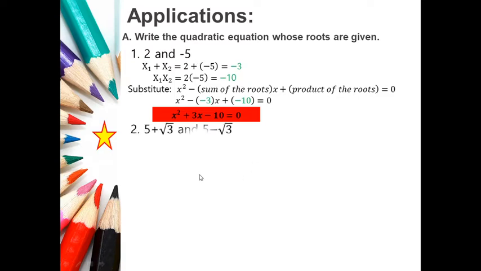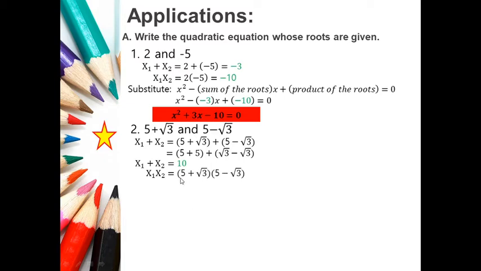Okay? Next, we have 5 plus the square root of 3 and 5 minus the square root of 3. So, again, we get the sum. We have 5 plus the square root of 3 plus 5 minus the square root of 3. We combine the whole number and combine the radical. So 5 plus 5 is 10. Then square root of 3 plus negative square root of 3. So magka-cancel out na yan because it is equal to 0. So therefore our sum is 10.